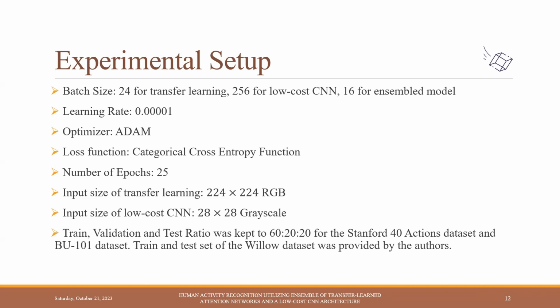Okay, and the input size for the transfer learning technique, we have already said, is 224 by 224 RGB images, and for the low-cost CNN, it was 28 by 28 grayscale images. And we have a train, validation, test ratio of 60 to 20 to 20 for the Stanford Action dataset and the View 101 dataset. And for the Willow dataset, train and test were provided separately by the authors.